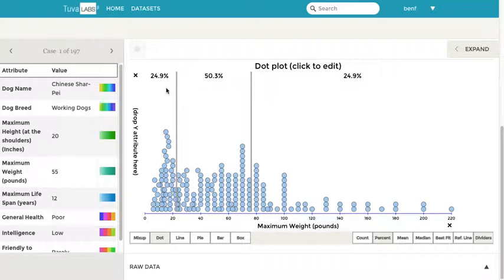Notice that 24.9% of the dogs weigh between 0 and about 22 pounds. 50.3% of the dogs weigh between about 22 pounds, up to about 78 pounds. And 24.9% of the dogs weigh between 79 and up to 220 pounds. Finding the cluster is considered the most impartial method for finding out what is typical.